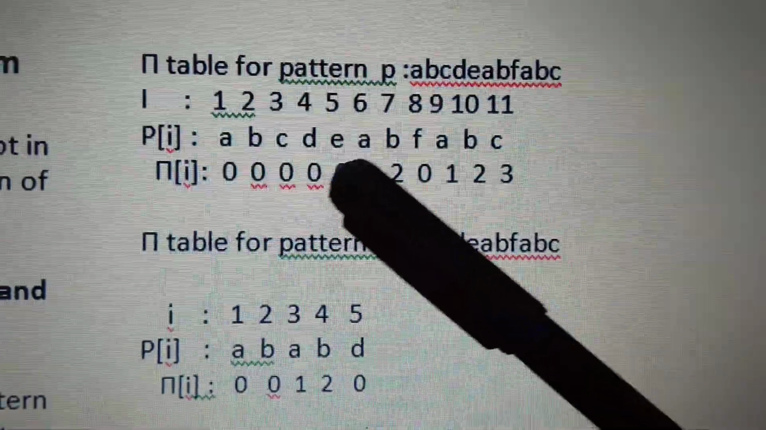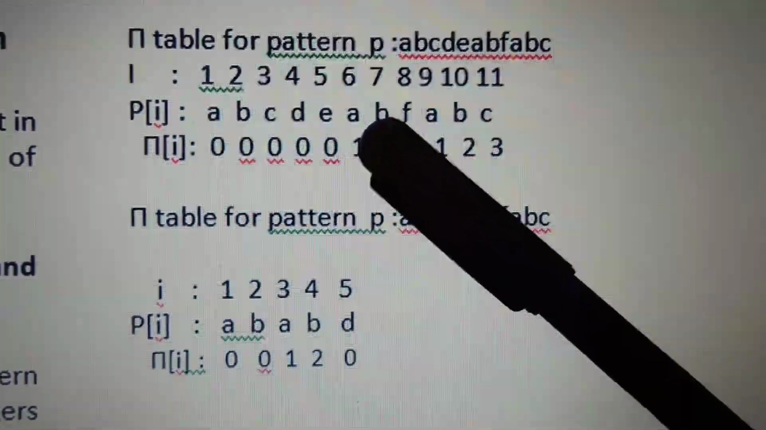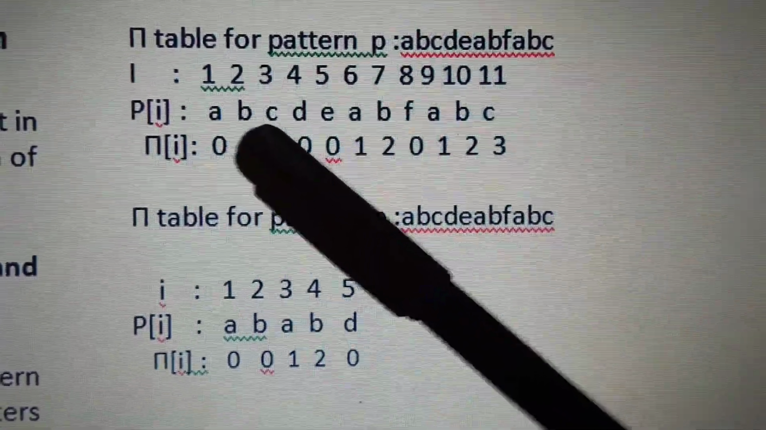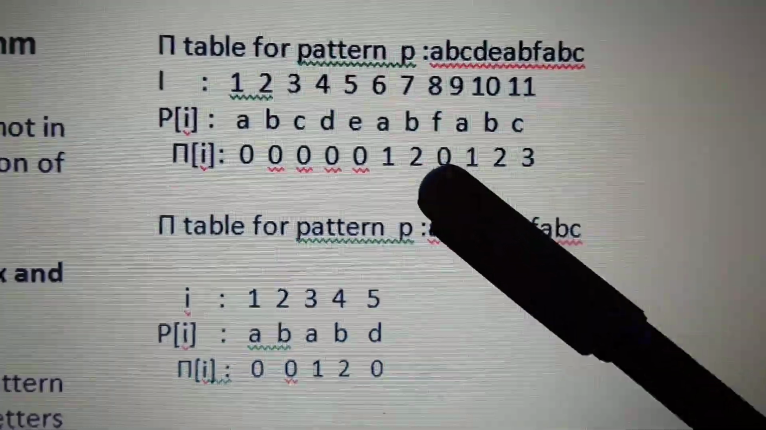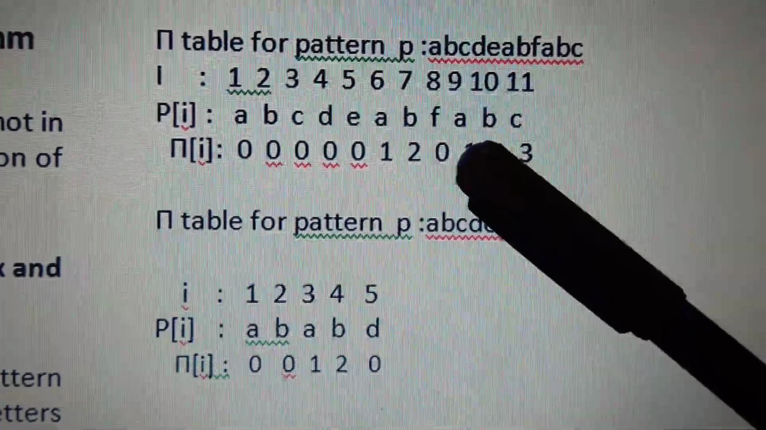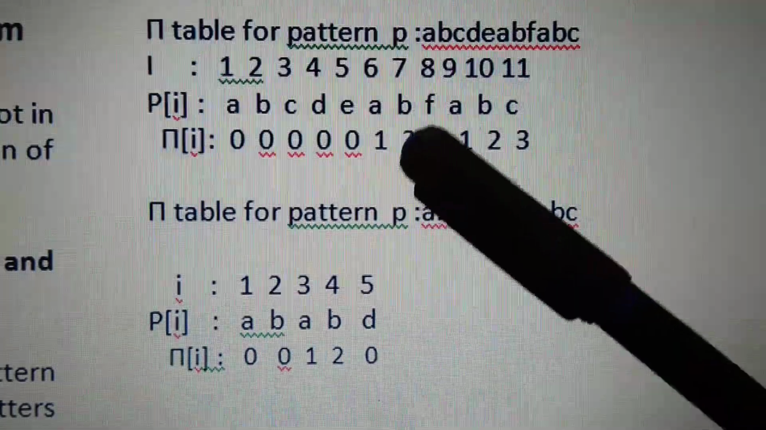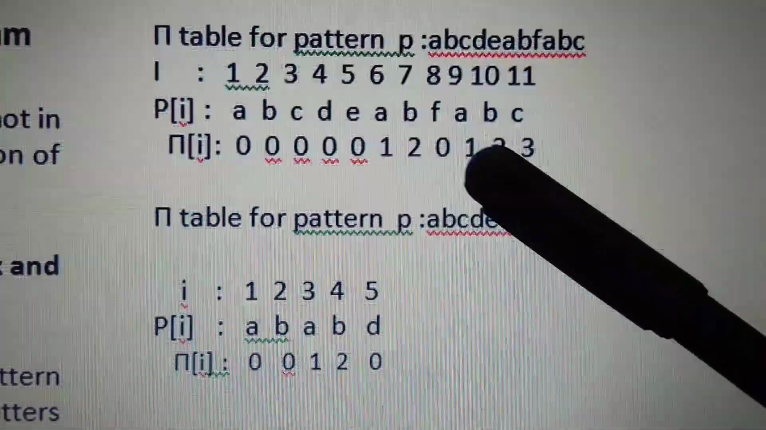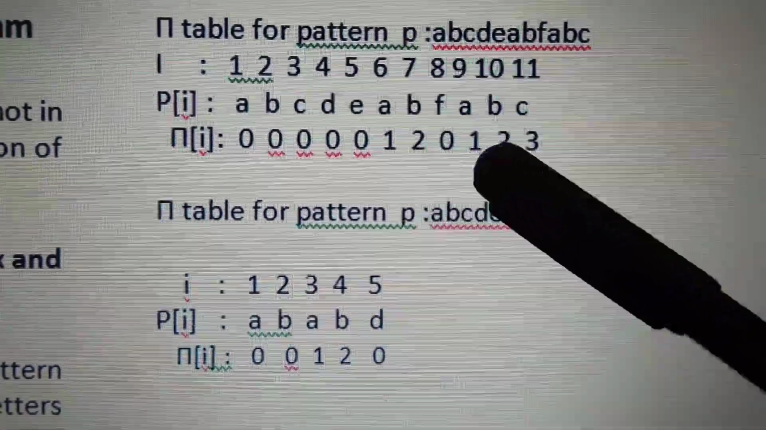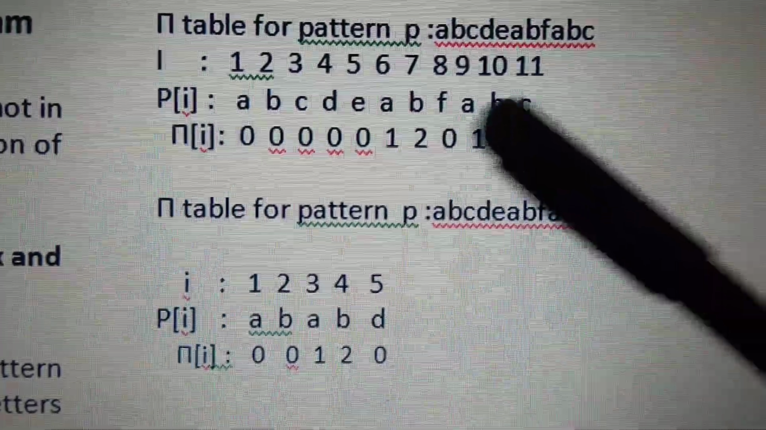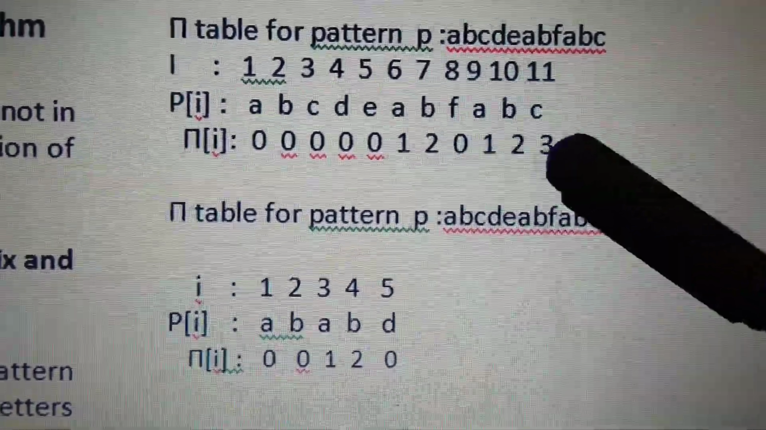Up to now, none of them repeated, so we give 0 without repetition. Next, A is repeated and B is also repeated. That means here the pattern is AB. That's why we have to give A is 1, B is 2. Now F is not repeated, 0. A is again repeated, you give 1, B 2, because the same pattern is coming again. That's why the same pi values you have to repeat once again: 1 2 1 2. See here, C is again repeated. That's why after 2 we have to give 3.